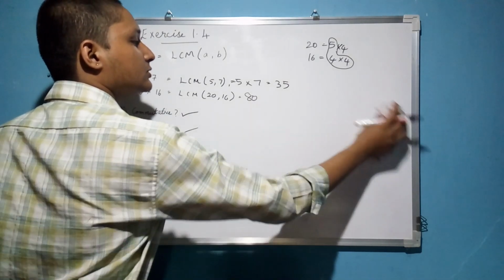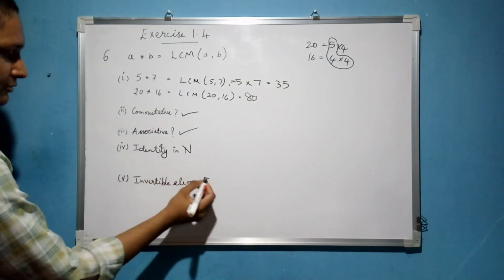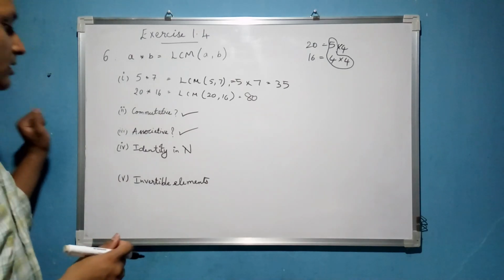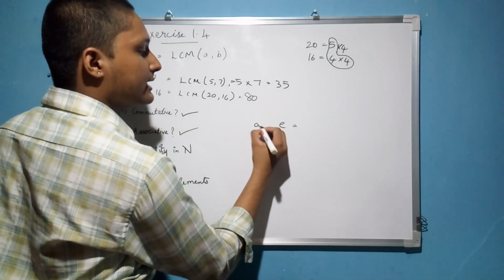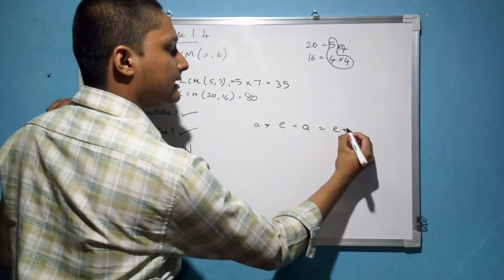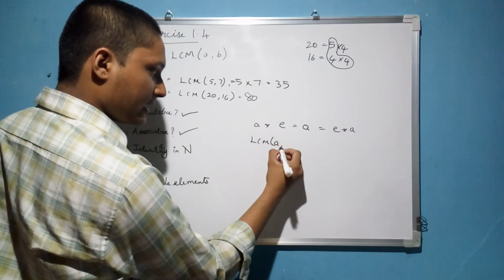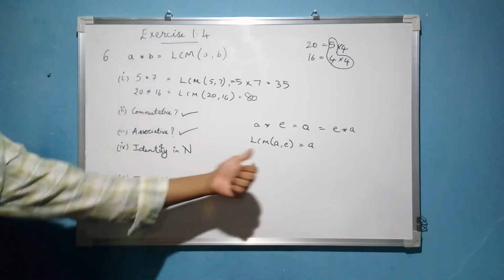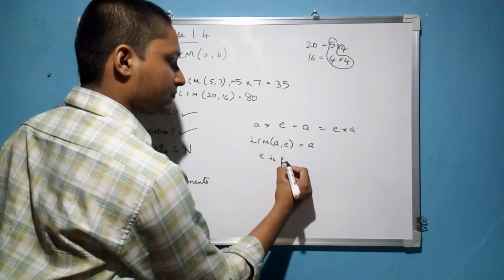Now we need to find the identity in the set of natural numbers. Here also you need to find invertible elements from the set of natural numbers. So first we need to find the identity. Let the identity be E. So A star E should be equal to A, and that should be equal to E star A. LCM of A and E is equal to A. That means that E is a factor of A.